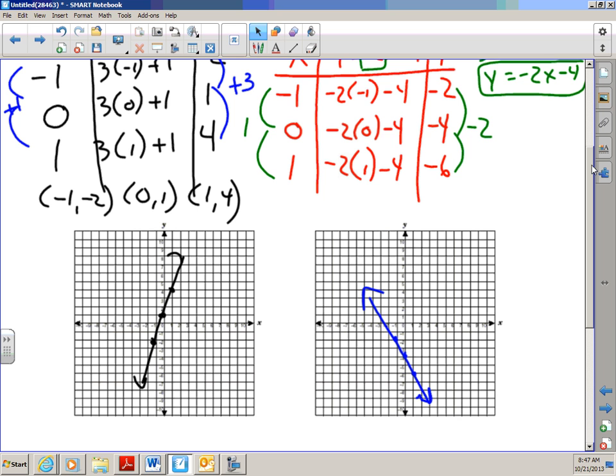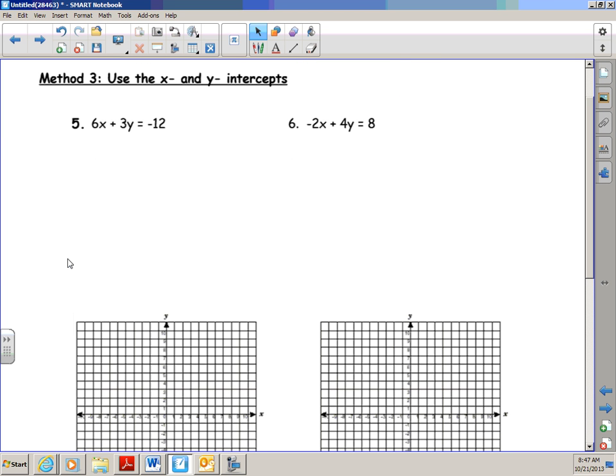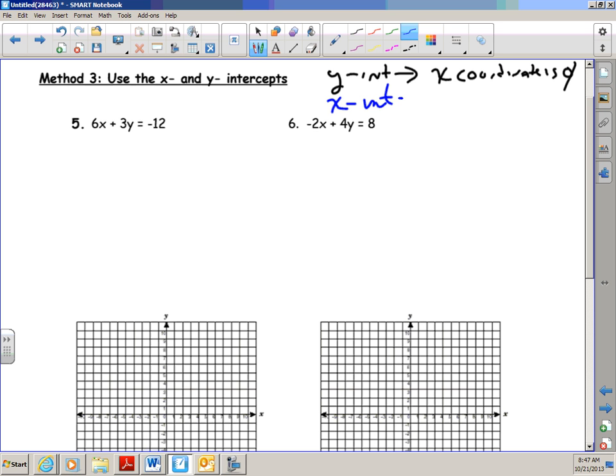Okay. Now we're going to go to method 3. Method 3, as you'll see, says to graph by using the x and y intercept. So let's make a couple of notes here off to the side. As you'll recall from Friday, the y-intercept always has an x coordinate that is 0. So extending that logic, the x-intercept should have a y coordinate of 0.